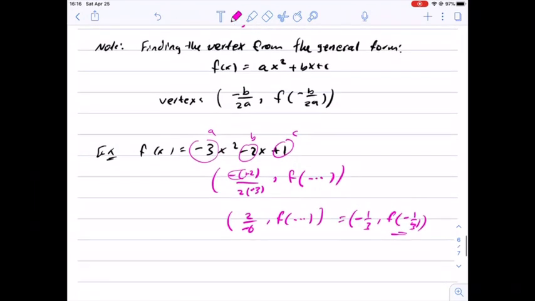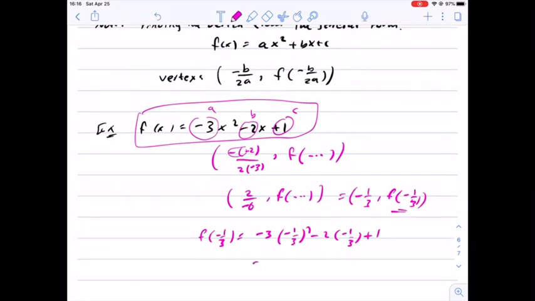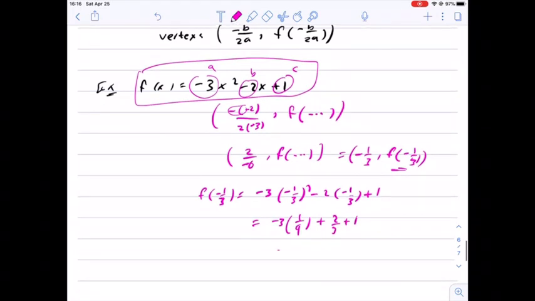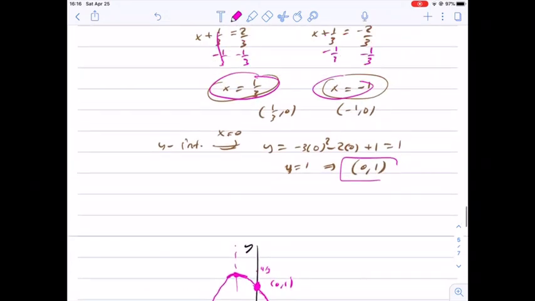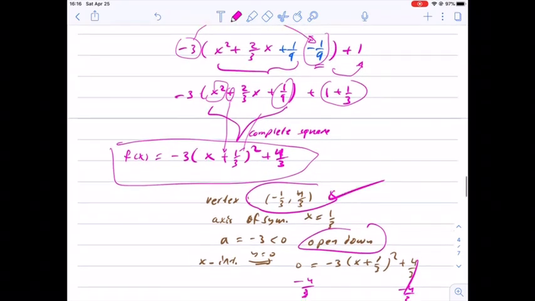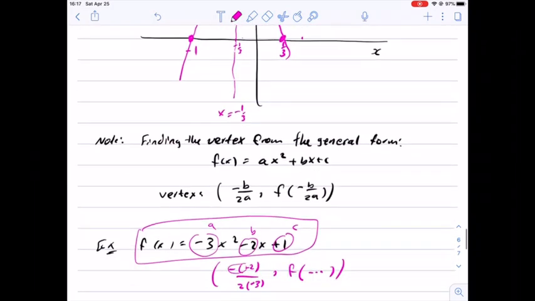Now we substitute negative 1/3 into this function to get the image of negative 1/3. So it's negative 3 times negative 1/3 squared minus 2 times negative 1/3 plus 1. Simplifying, we get negative 3 times 1/9 plus 2/3 plus 1. Now this is negative 1/3 plus 2/3 plus 1, which is 3 over 3, so we have 4/3. So the vertex is negative 1/3 and 4/3, as we've seen in the previous example. But as you can see, converting the function into the standard form makes it easier to get much information, one of them being the vertex directly from the graph.